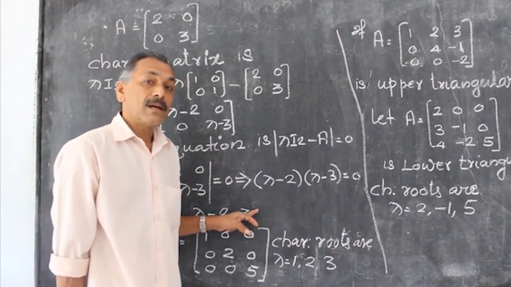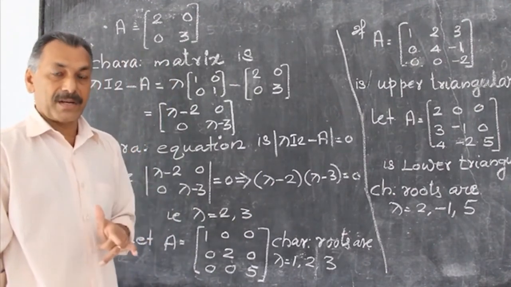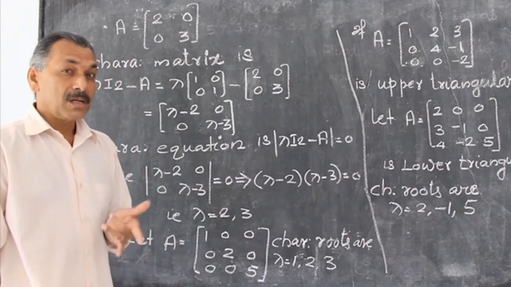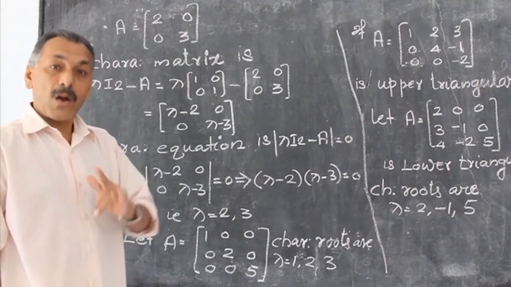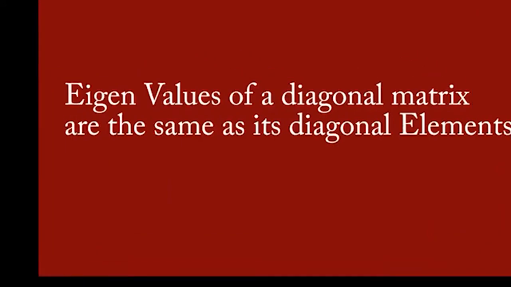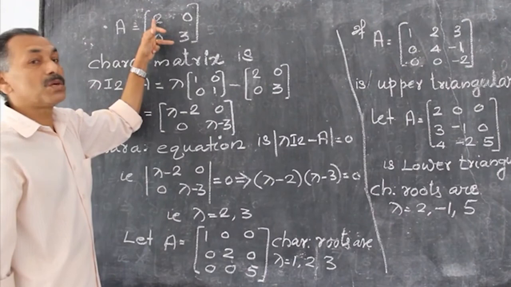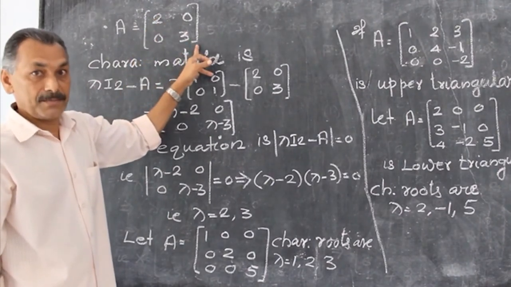If the given matrix is a diagonal matrix, that means all the diagonal elements are not zero and all other elements are zeros. In such a matrix, the characteristic roots are the diagonal elements themselves. Here the characteristic roots are lambda is equal to 2 and lambda is equal to 3.